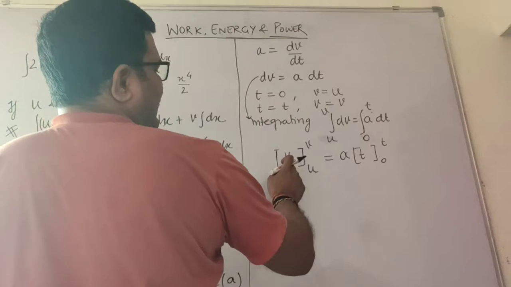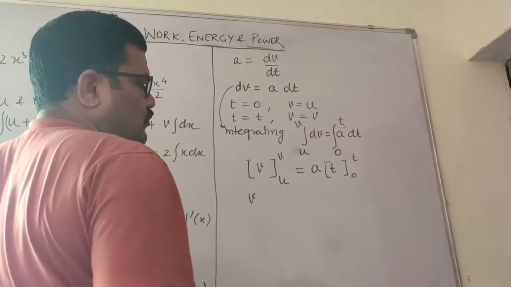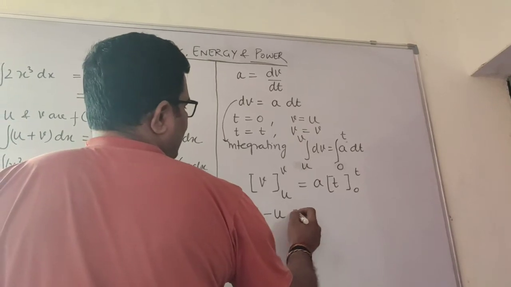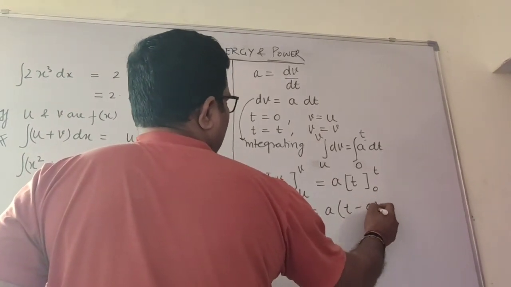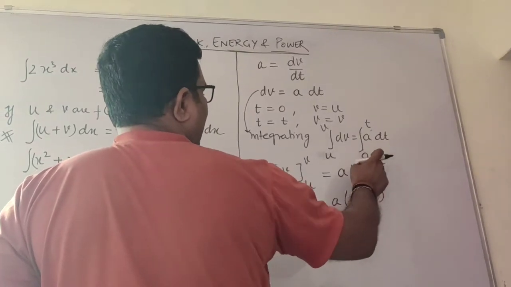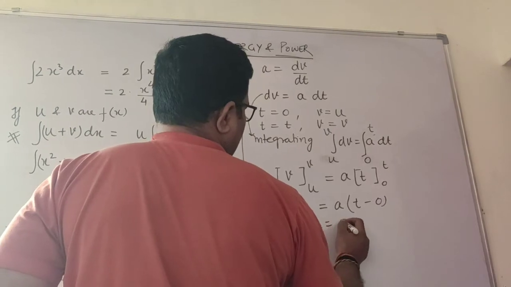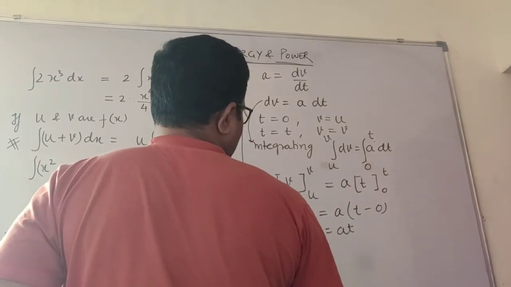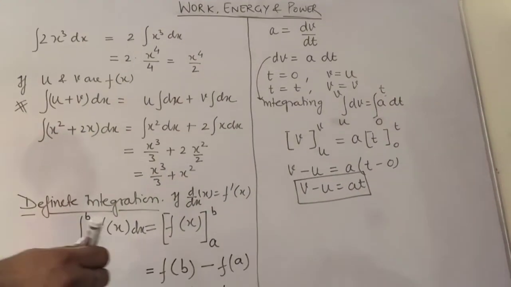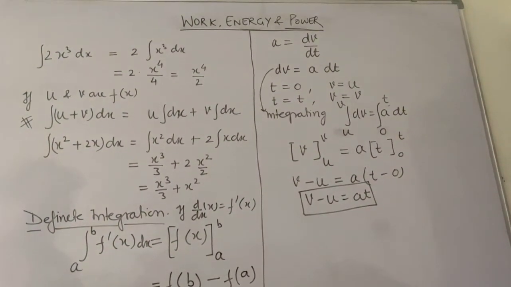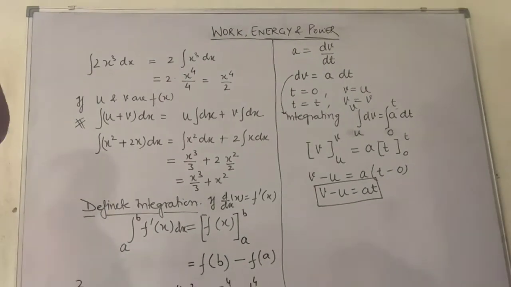Now apply the limits. In place of v, the upper limit is v and the lower limit is u. So v minus u is equal to a times (t minus 0). In place of this t, apply the upper limit, then the lower limit. So you are getting v minus u is equal to at. This is the first equation of motion. This is how you have to use definite integration, by applying the limits. Practice more.